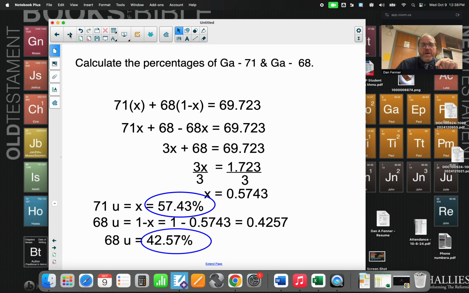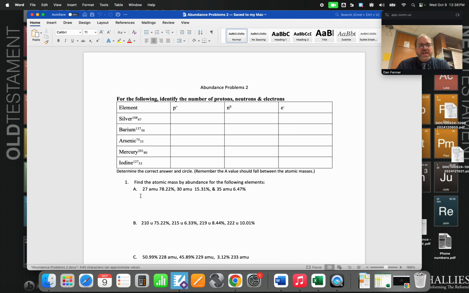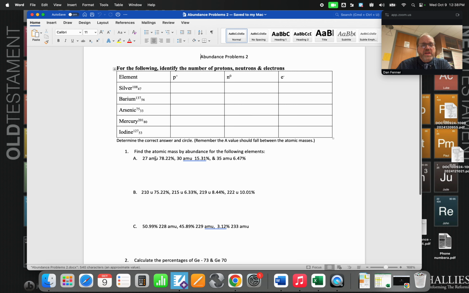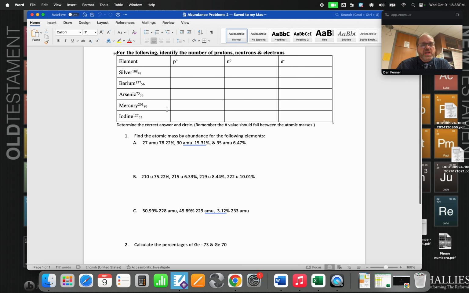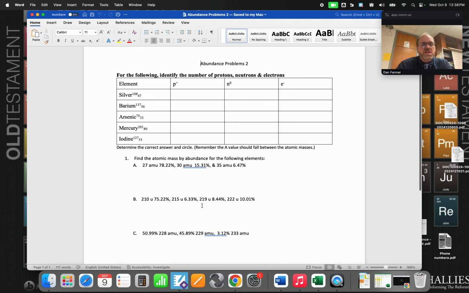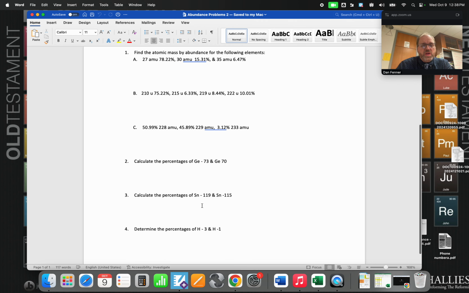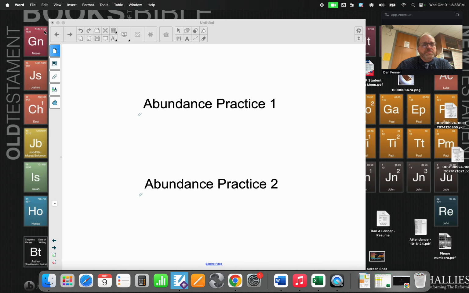All right, I do have a second practice you can do, so you can either do this on the same day, or we can do this on another day. So here's my second set of practice. Again, we're doing the same kind of thing here. We're starting with atomic masses, protons, neutrons, electrons, and then we're doing 3 percentage atomic masses and 3 percentages. So you can go through and work those through and get those done.